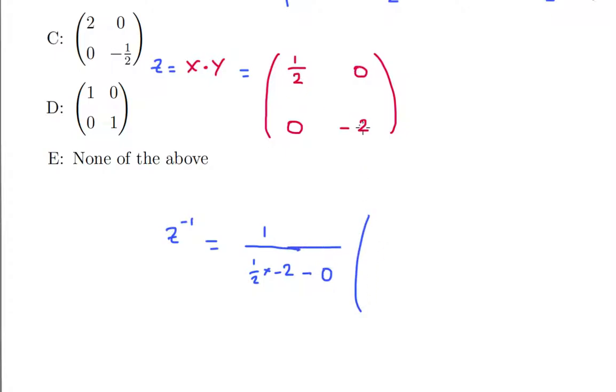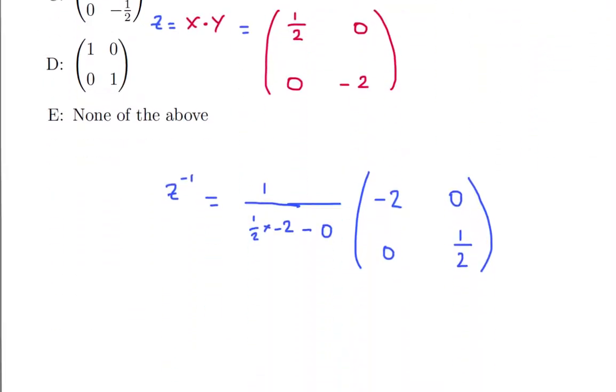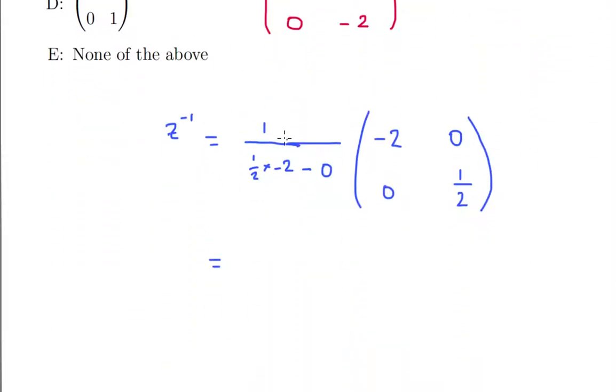Okay, then we switch these two numbers around, keeping the signs the same. And then we change the signs of these, but they're still going to just be 0. I'm going to simplify this. So a half times minus 2 is minus 1. And 1 divided by minus 1 is minus 1.